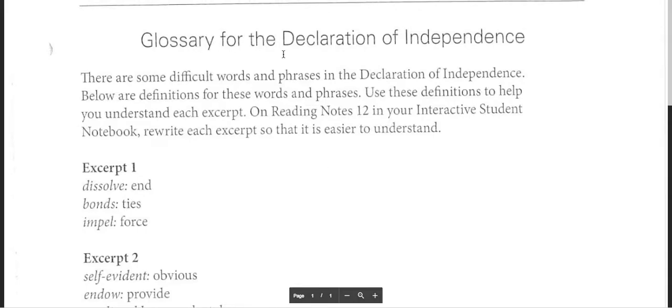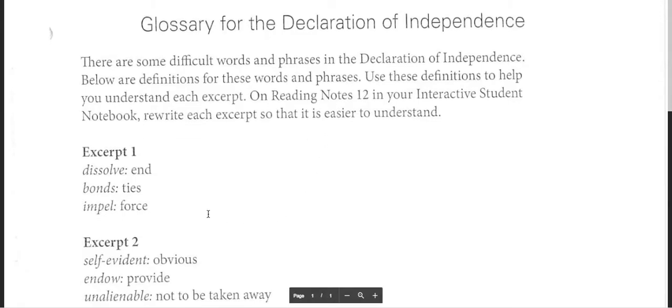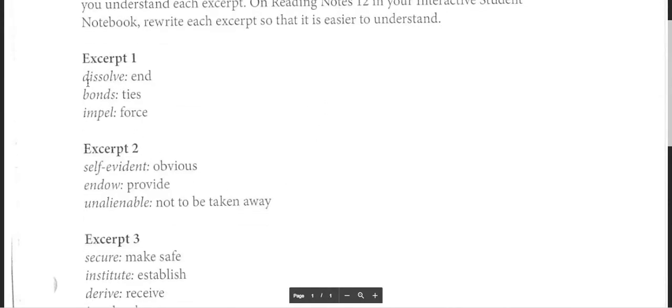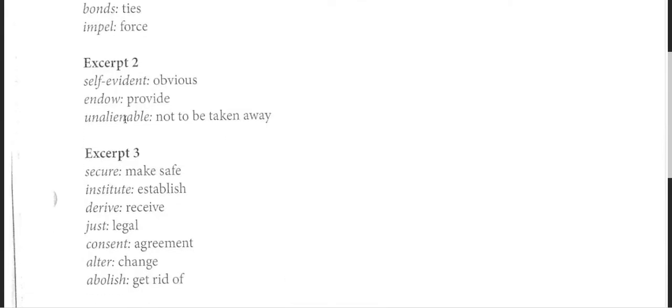So, glossary for the Declaration of Independence. There are some difficult words and phrases in the Declaration of Independence. Below are definitions for these words and phrases. So in Excerpt 1, the word dissolve is used. It means end. Bonds means ties. Impel means force. In Excerpt 2, self-evident means obvious. Endow means provide. Unalienable means not to be taken away.